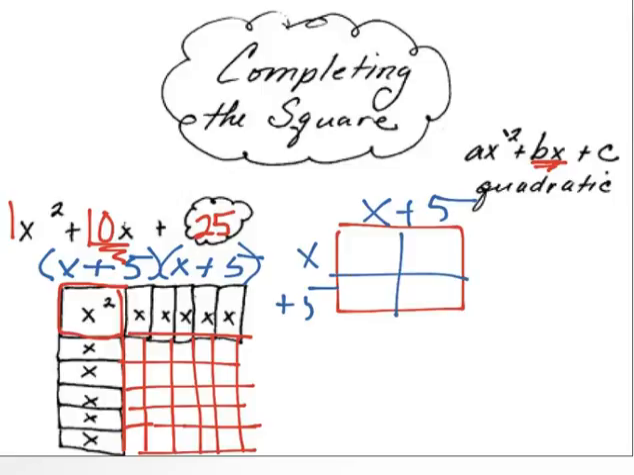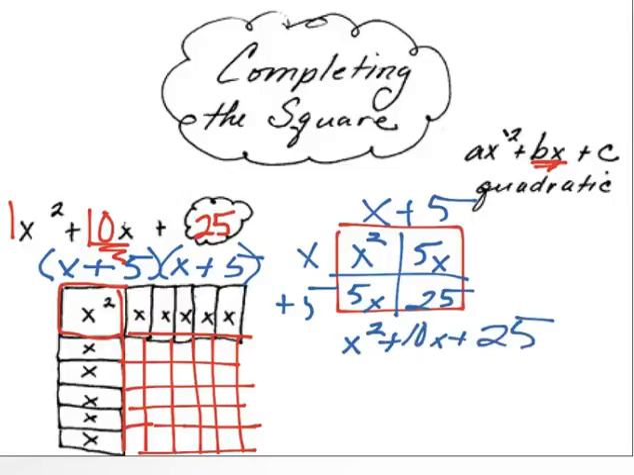Okay, so now I have a perfect square. That's x squared, that's 5x, that's 5x, and that's 25. That's x squared plus 10x plus 25. So completing the square is a way to make a perfect square. So how do we use it? What's its purpose? Well, let's go forward.